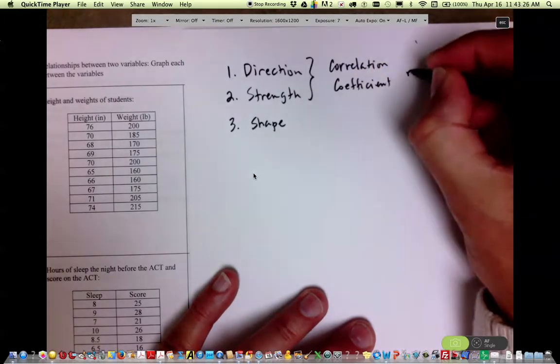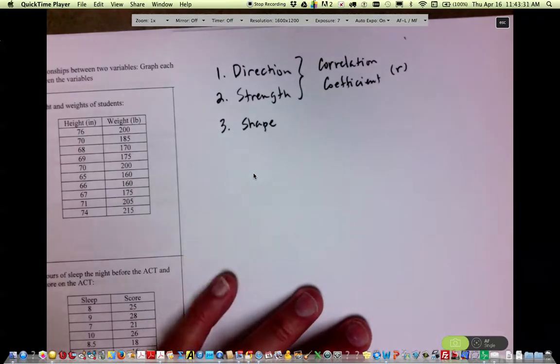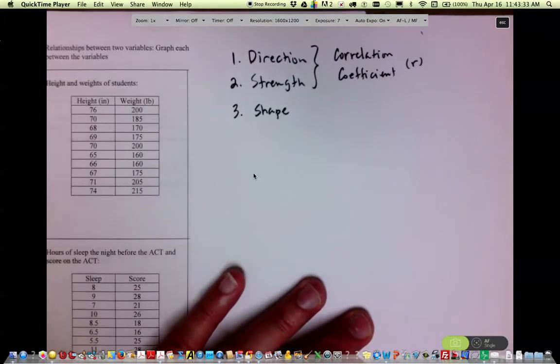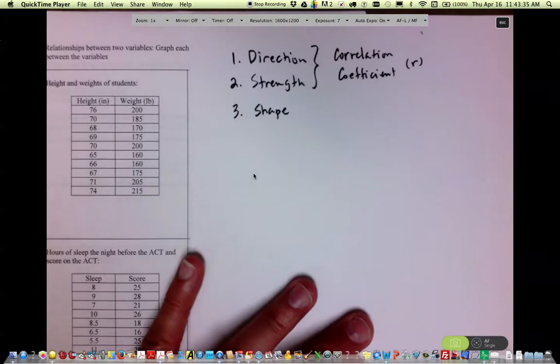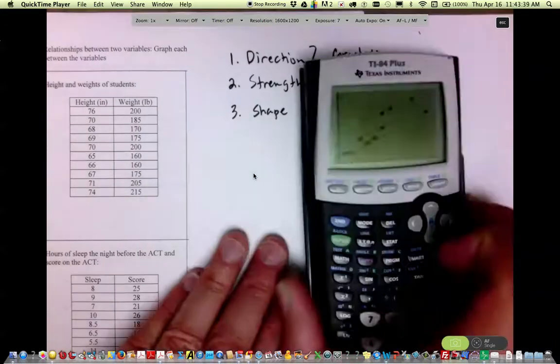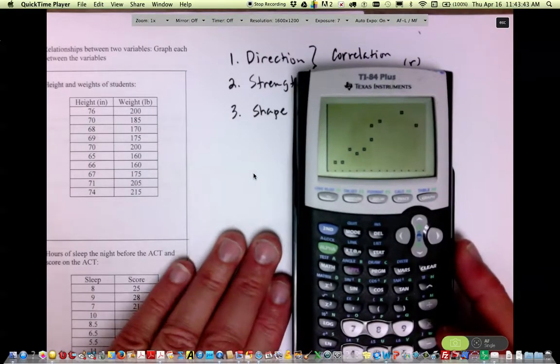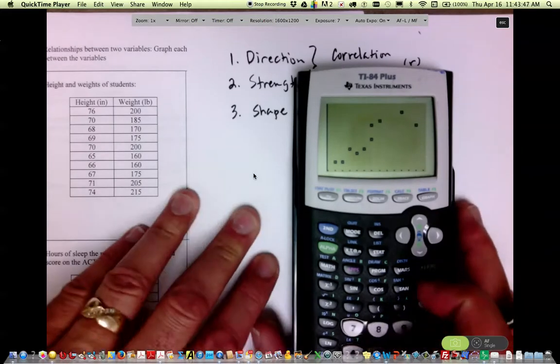And you're going to see that denoted by a lowercase r. The correlation coefficient is going to be denoted by lowercase r. What I'm thinking about is there's going to be a number that describes whether this has a positive association or a negative association, and in addition to that, it's going to tell me how strong the relationship is.